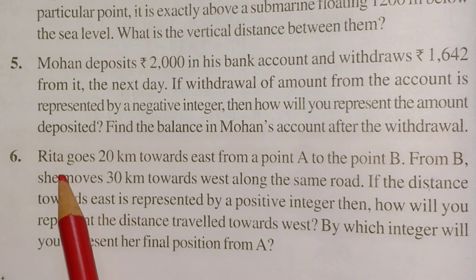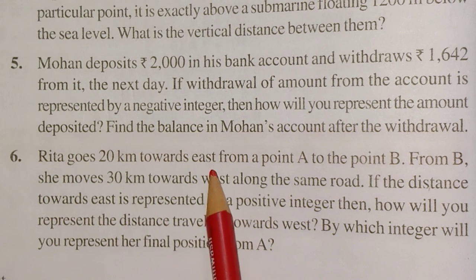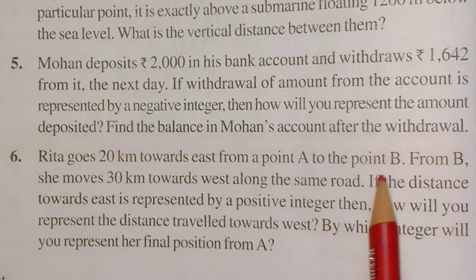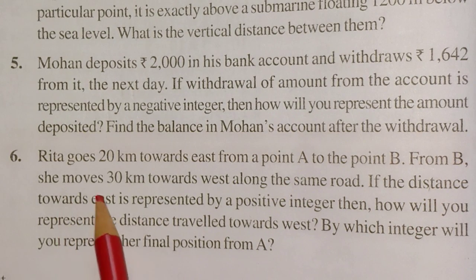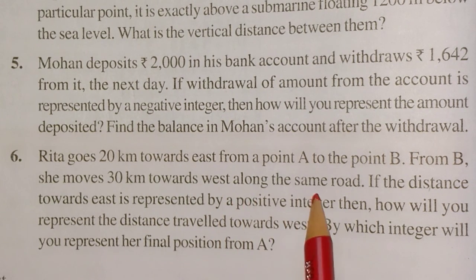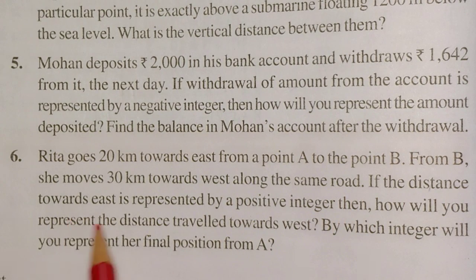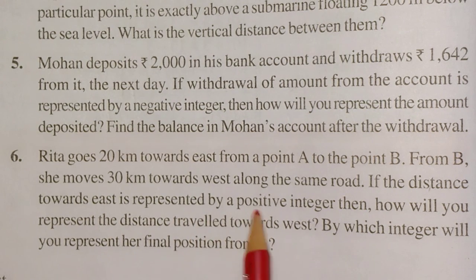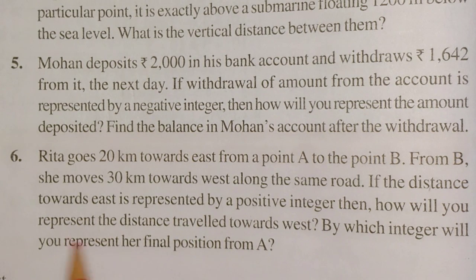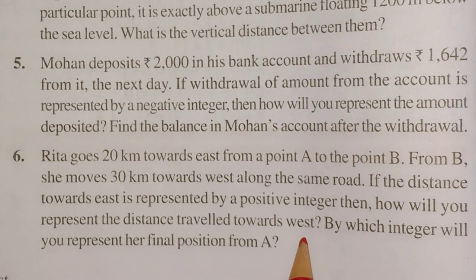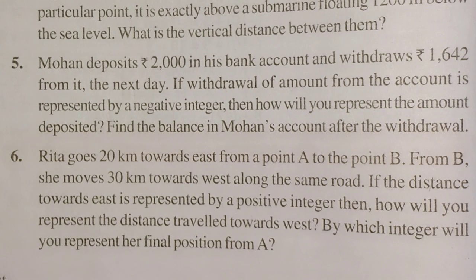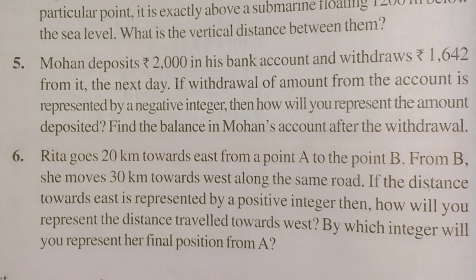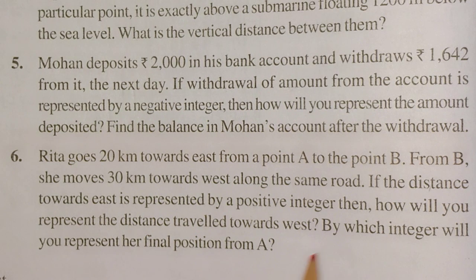Question number 6. Rita goes 20 km towards east from a point A to the point B. From B, she moves 30 km toward west along the same road. If the distance towards east is represented by a positive integer, then how will you represent the distance traveled towards west? See, the opposite of east is west, so whatever she travels on west, it is represented by negative integer. By which integer will you represent her final position from A?